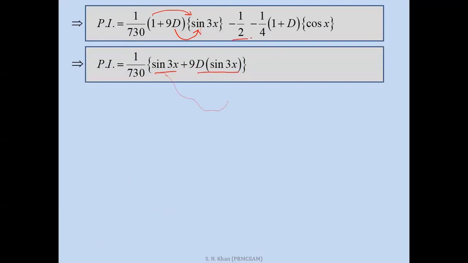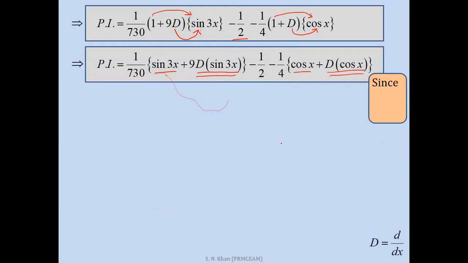उसके बाद -1 by 2 as it is, -1 by 4, 1 into cos x पहले आएगा cos x, after that plus d of cos x will be the second term. तो ये हो गया cos x and plus d of cos x. Now what is d of sin 3x and what is d of cos x? So we know that d means derivative, d by dx. तो इसका मीनिंग ये होगा कि we have to take derivative of this bracket with respect to x.